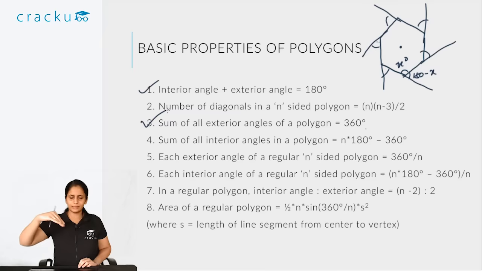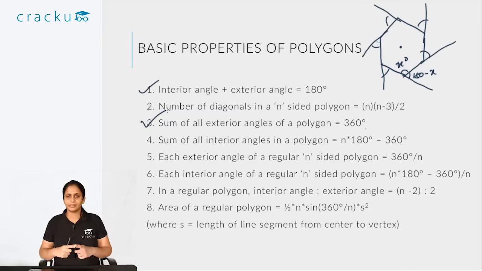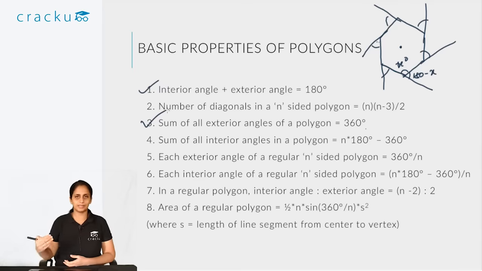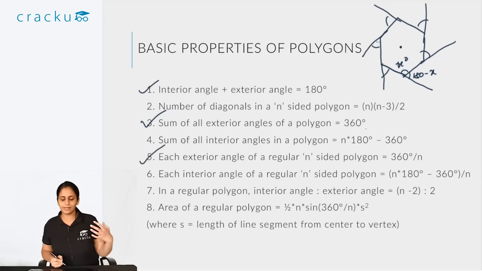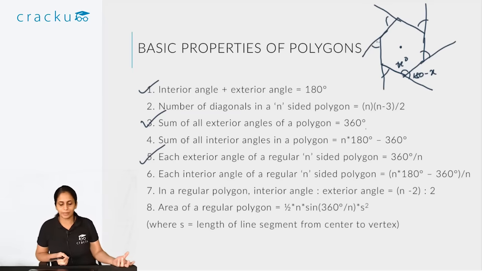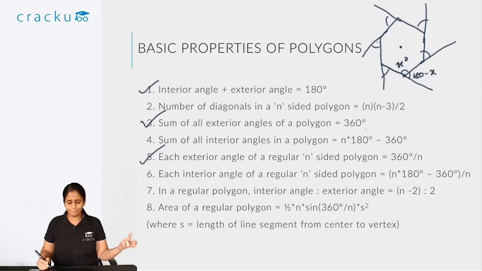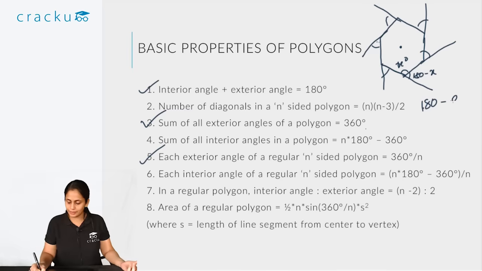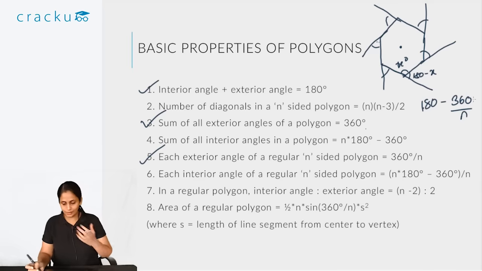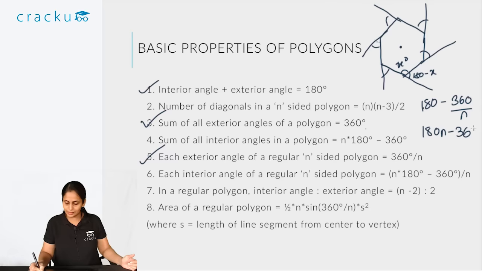If all of these add up to 360 degrees and it's an n-sided regular polygon, then all internal angles are equal, so all exterior angles will be equal. If all exterior angles are equal and their sum is 360 degrees, each exterior angle will be 360 by n. So each exterior angle of a regular n-sided polygon is 360 by n. Then the interior angle will be 180 minus 360 by n, which is essentially (180n minus 360) by n. Each internal angle will be this value.